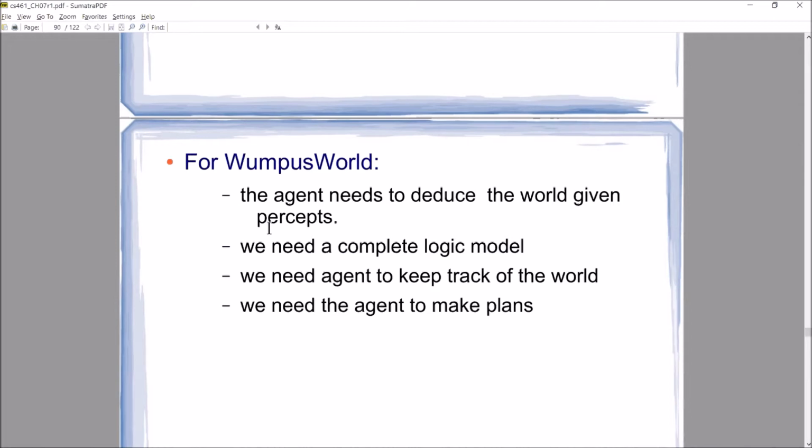Okay, and then with all of this information, we're going to need that agent to be able to make plans. And by that we mean, well, here's the series of actions that I'm going to take to solve whatever the problem may be.